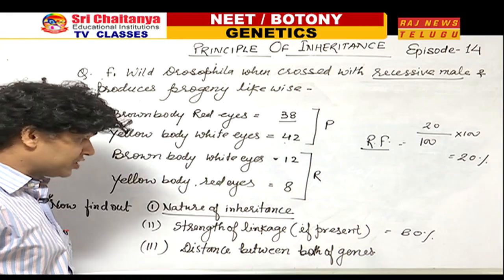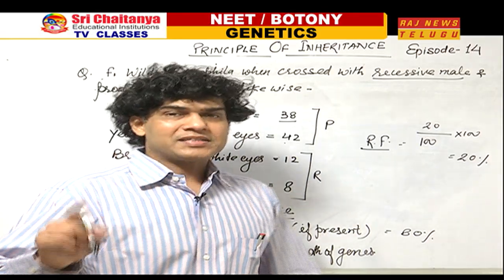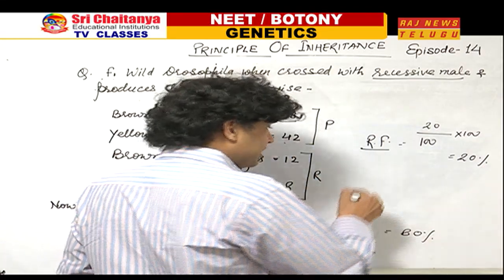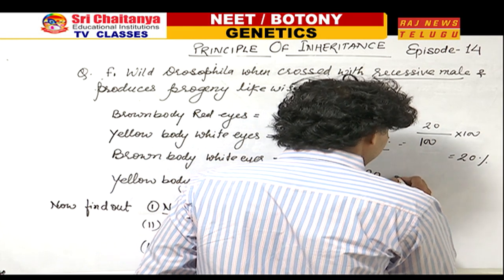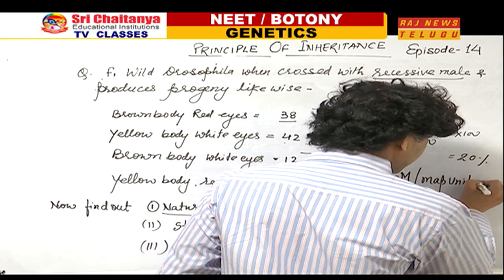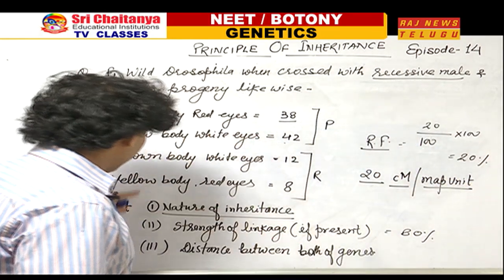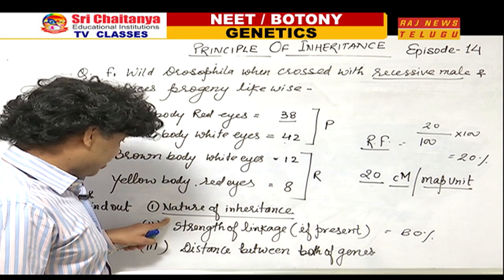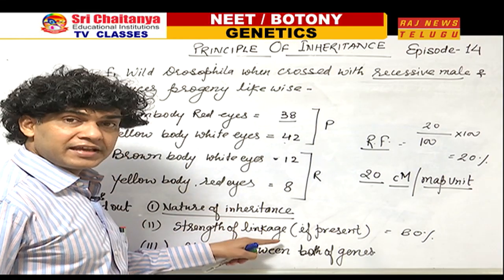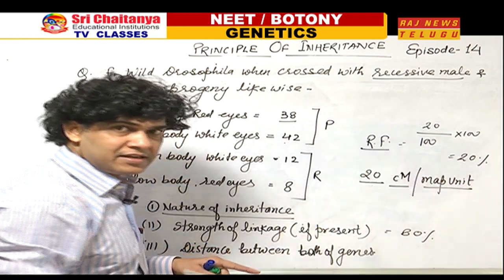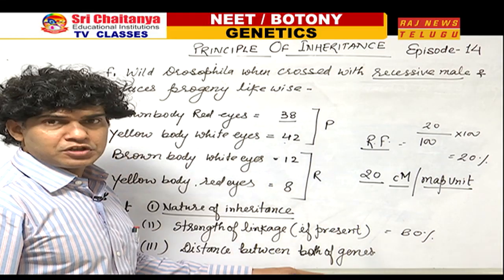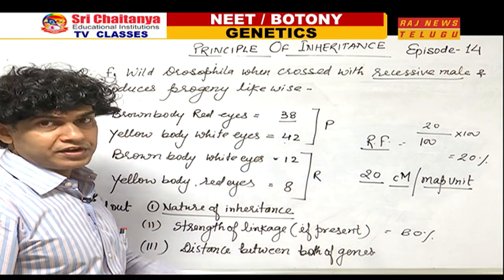Now, distance between the genes, I already taught you 1% recombination frequency means 1 unit distance. It means in between these two genes, the distance is 20 centimorgan, or you can also use the word 20 map unit. This is the unit that we use to denote the distance. So, first question that I asked, nature of the inheritance, answer is incomplete linkage. Strength of the linkage, because recombination frequency is 20%, it means 80% is the linkage. So, strength of the linkage is 80% and distance between the two genes means 20 centimorgan or 20 map unit.